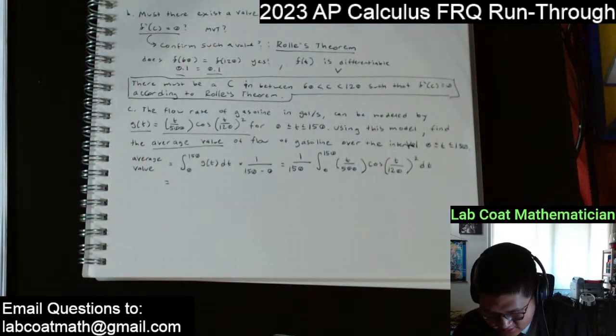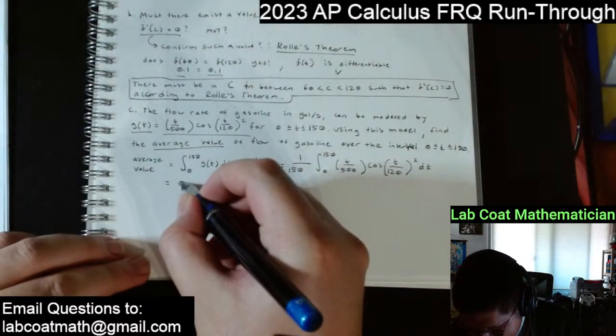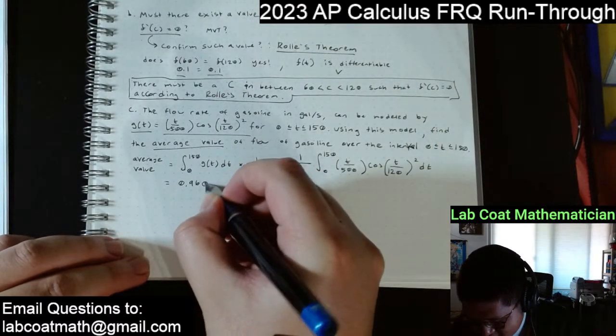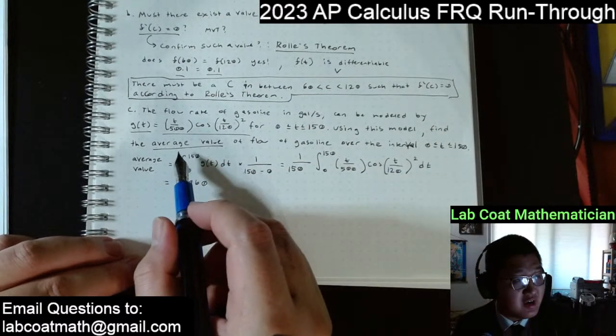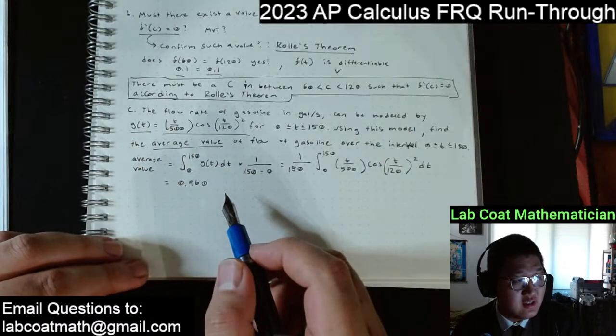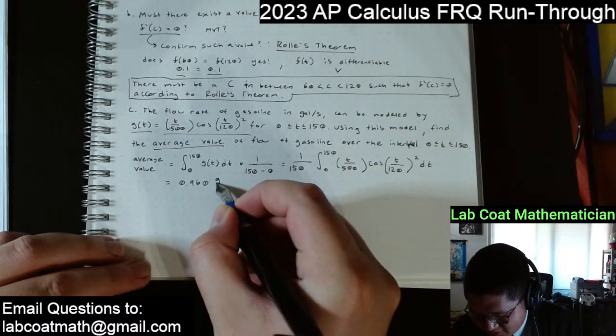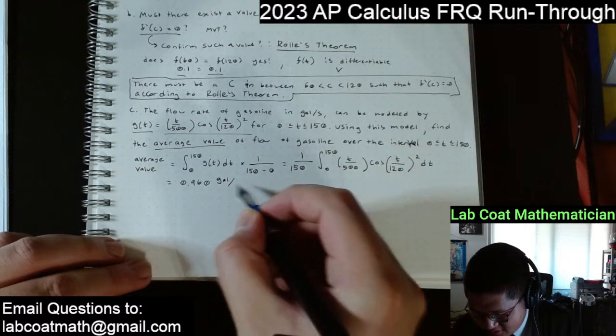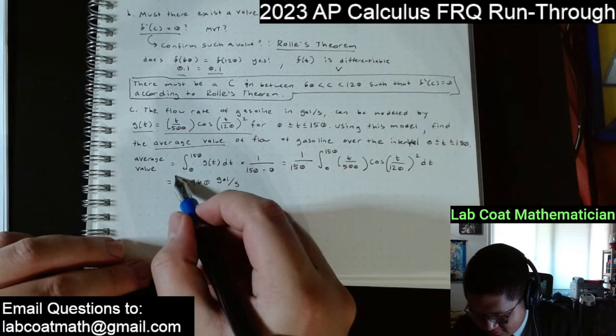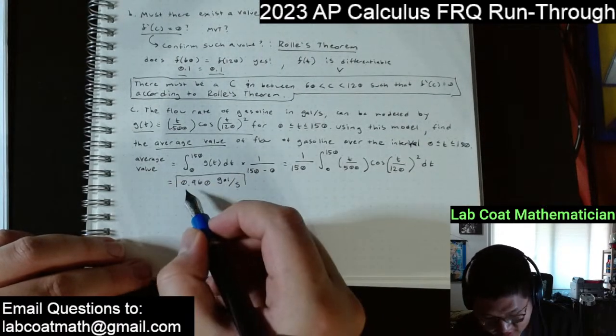So let's write that down here: it's 0.0960. Now, because this is the average value of a function g of t, the average value does not change the units one bit, because it's the actual value of the function itself. So that'll still be in gallons per second, as that was the flow rate of the pump itself.